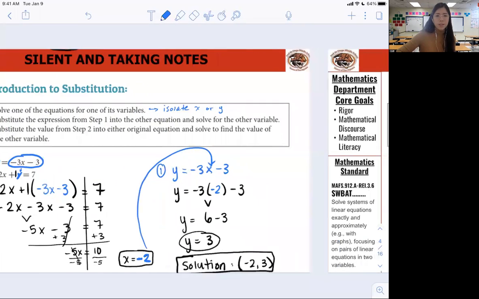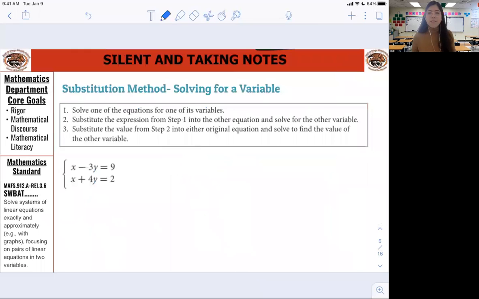Okay, let's do another one. The more we practice, the easier it gets, I promise. Let's take a look at this example. What is a little different about this one? There is nothing that is isolated. Both of them are in standard form, so nothing is alone. None of those variables are alone.